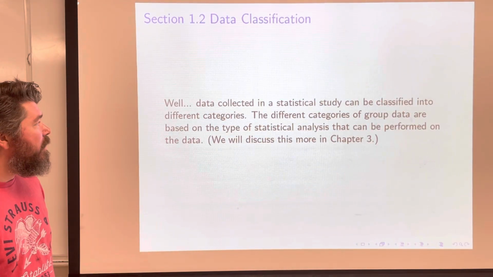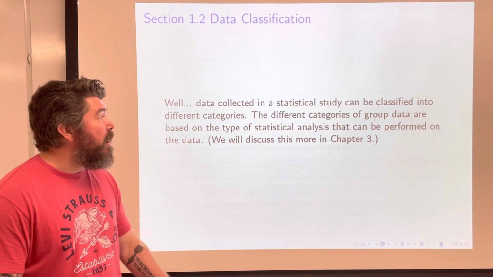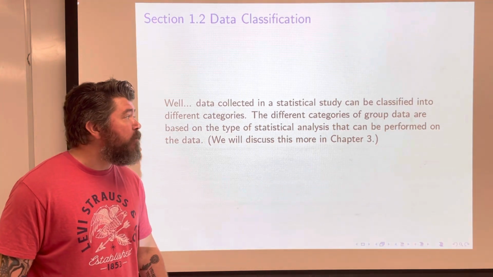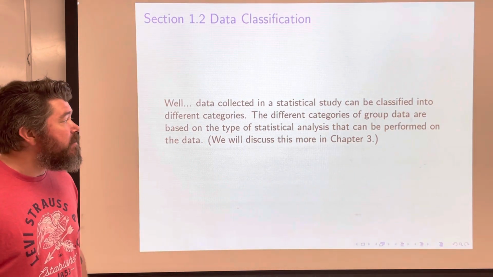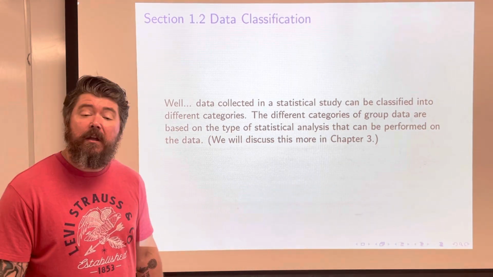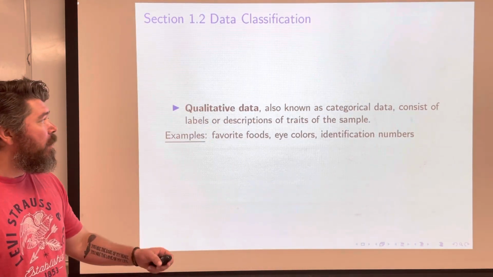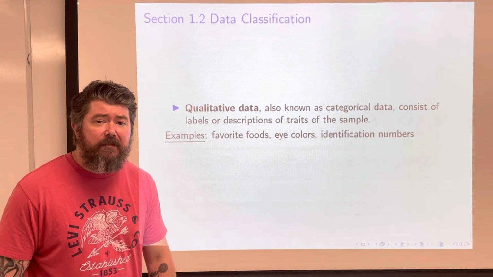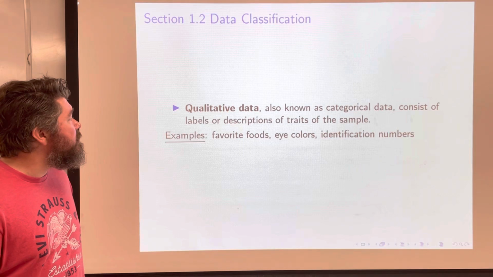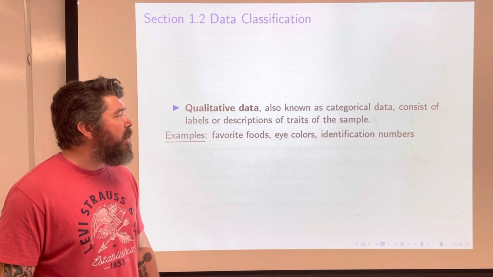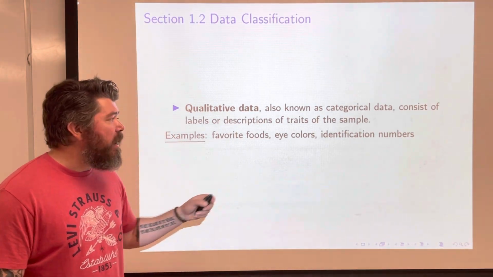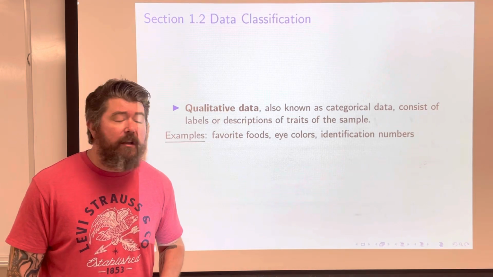Well, data collected in a statistical study can be classified into different categories. The different categories of group data are based on the type of statistical analysis that can be performed on the data, and we'll discuss this more in Chapter 3. First, let's start with qualitative data, also known as categorical data, and these data consist of labels or descriptions of traits of the sample. Some examples are favorite foods, eye colors, or identification numbers.